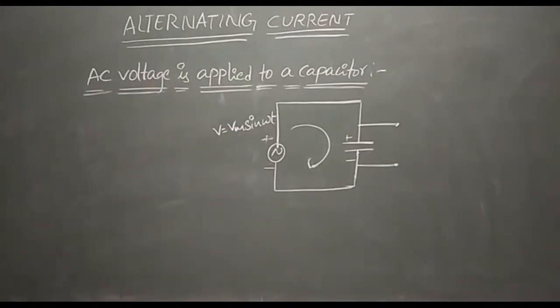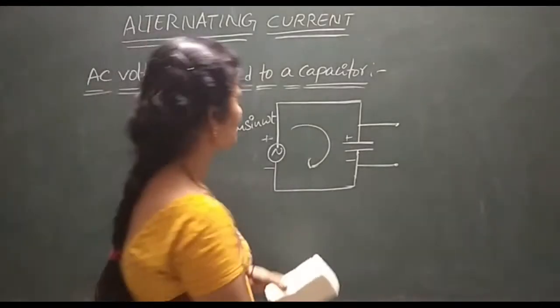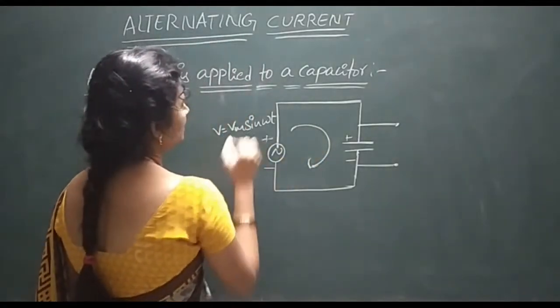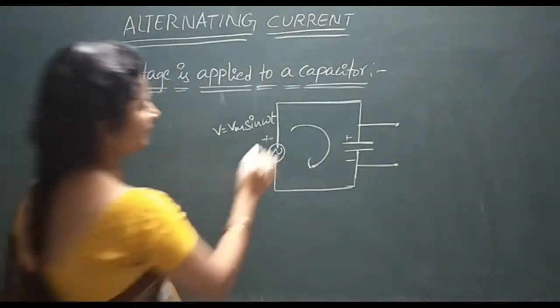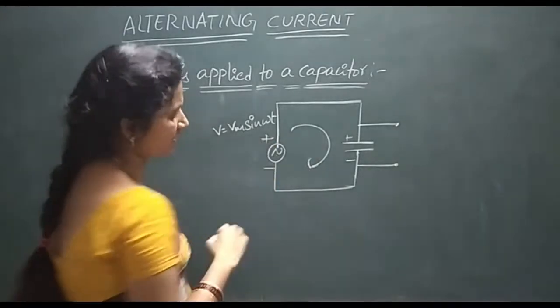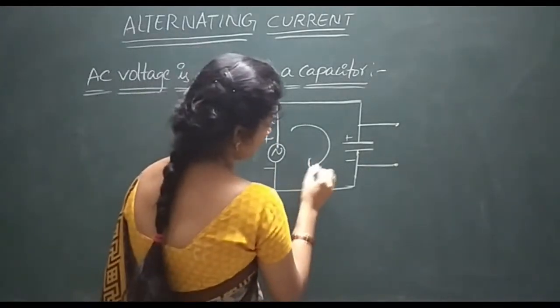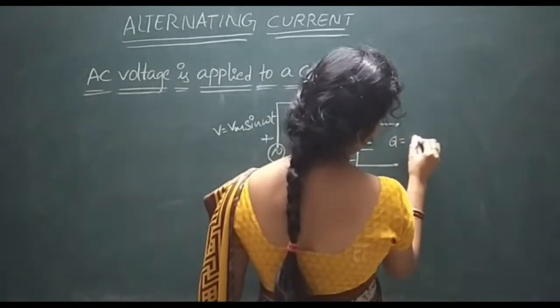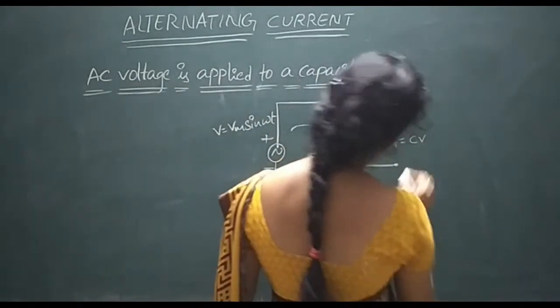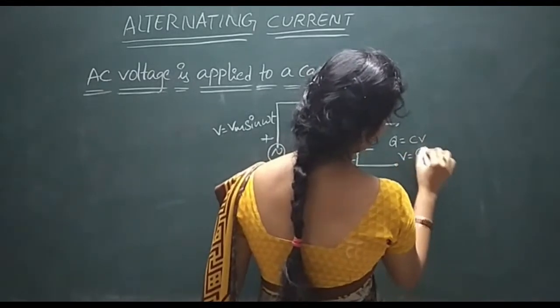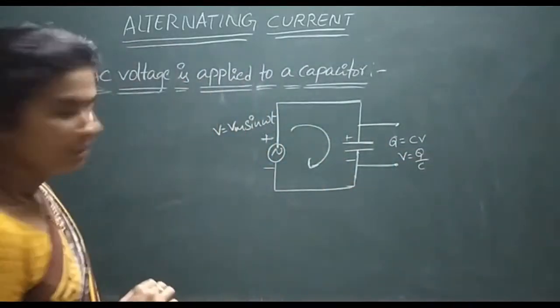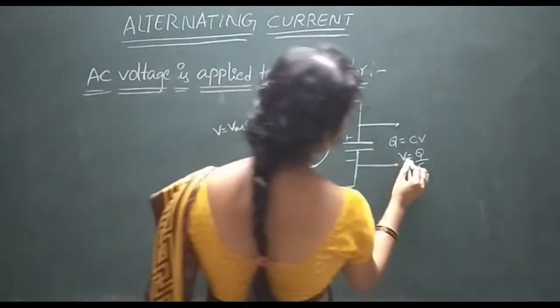So the next one is AC voltage applied to a capacitor. This is the AC voltage, V equals Vm sin omega t. So here, the potential drop across the capacitor: we know that Q equals CV, from that V equals Q by C.